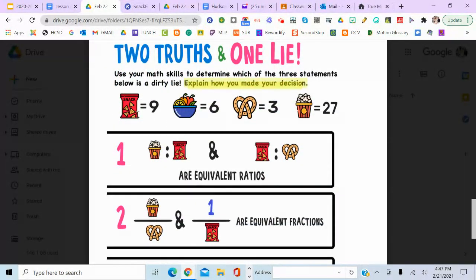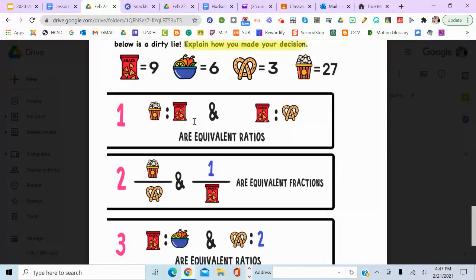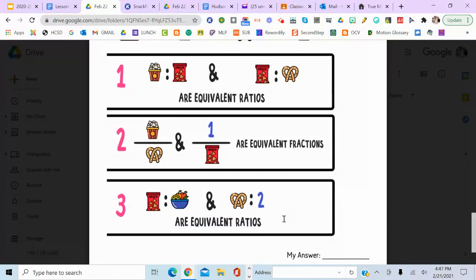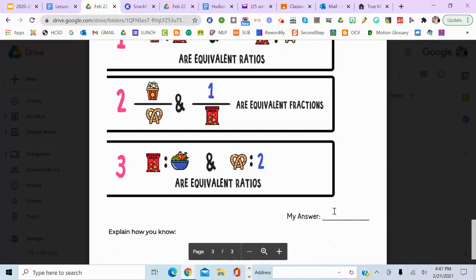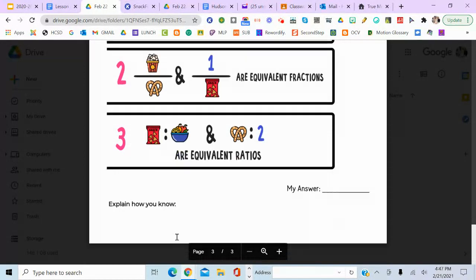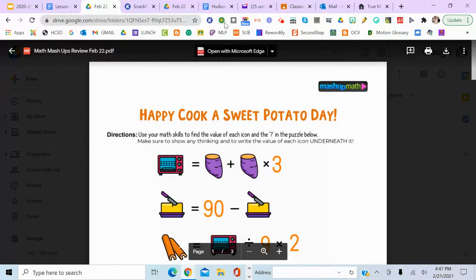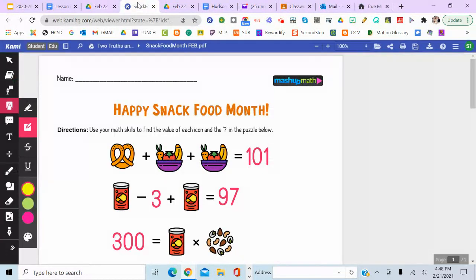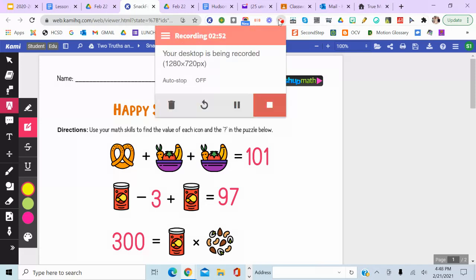The second one is also a 2 truths and 1 lie, but this one is for ratios. So you're going to be, again, looking at the icons that are up here and their values and deciding whether mathematical statement 1, 2, or 3 is the dirty lie. You're going to write the answer here and then explain how you know. So that's your work for today. I am going to walk you through one of the order of operations. And again, he posted a video as well to help you if you need it.